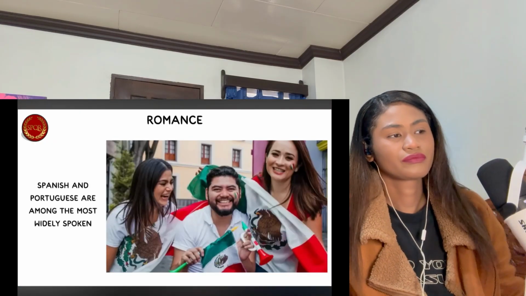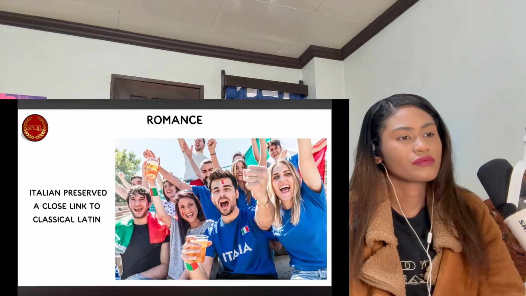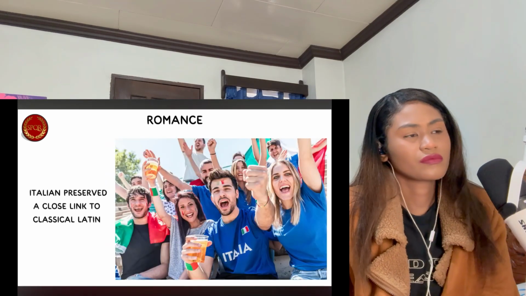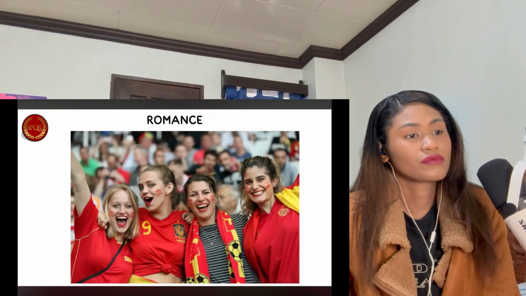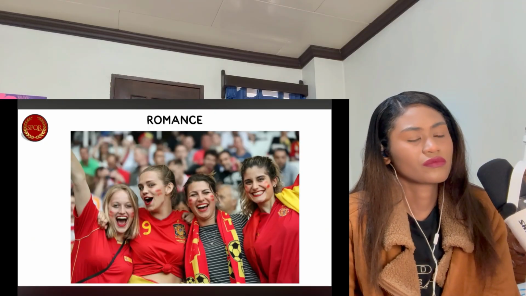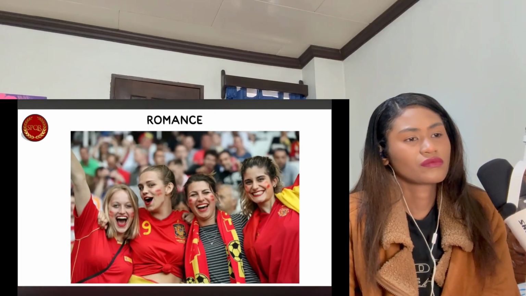French became a language of diplomacy, while Spanish and Portuguese are among the most widely spoken in the world. Italian preserved a close link to classical Latin, especially in literature and culture. The Romance family remains central to world communication, art, philosophy, and identity, blending classical roots with modern global presence.